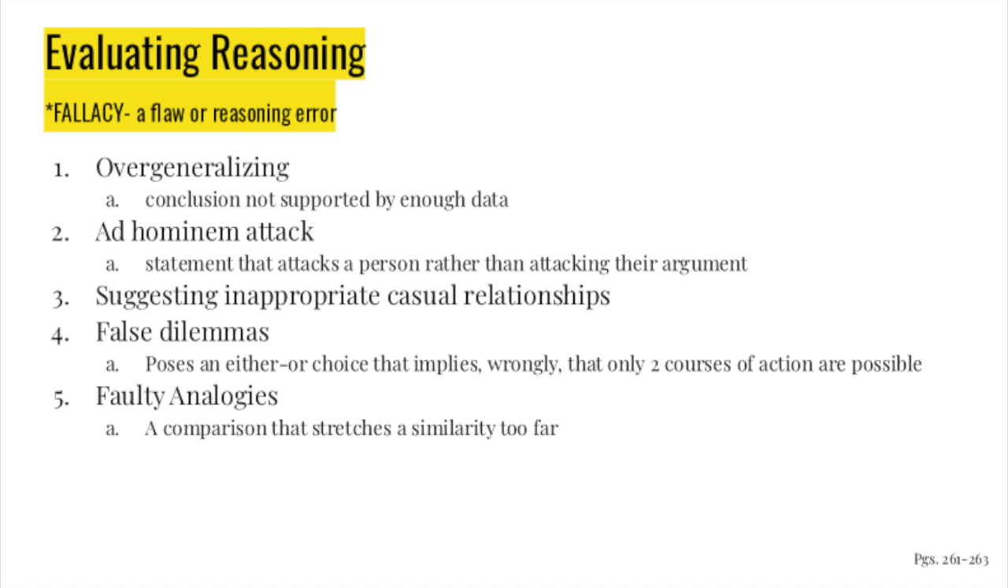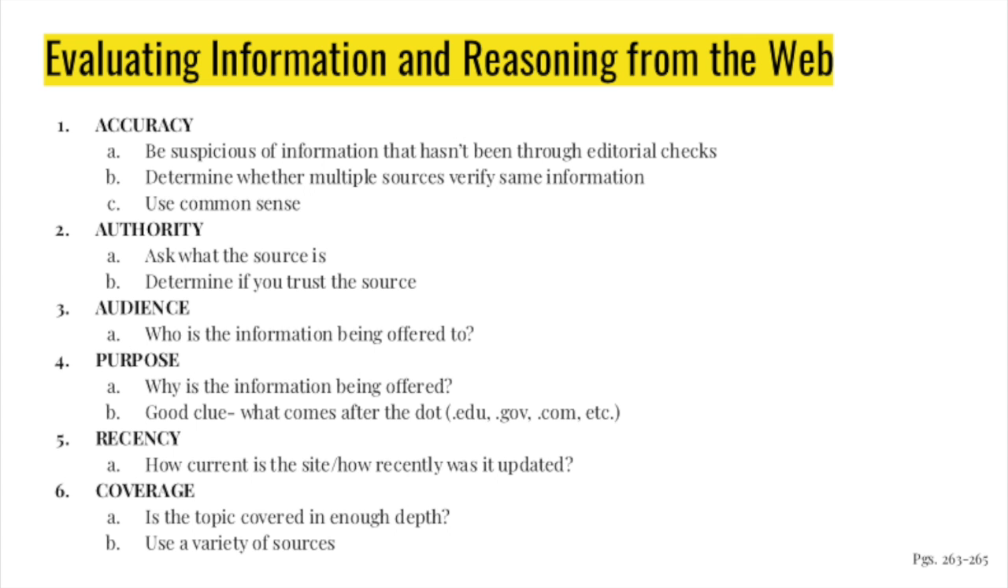So evaluating information and reasoning from the web. There's 6 important sections that the book talks about. Accuracy is the first one, and that is to be suspicious of information that hasn't been thoroughly edited. And you should determine whether multiple sources verify the same information. And then it talks about how you should also use your general common sense to determine whether the information seems accurate. And then it talks about authority.